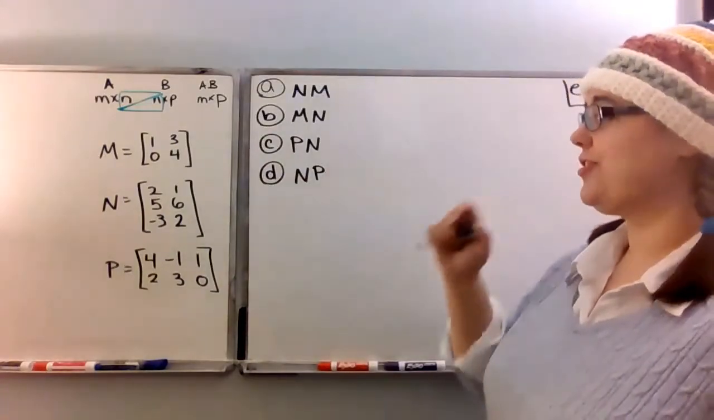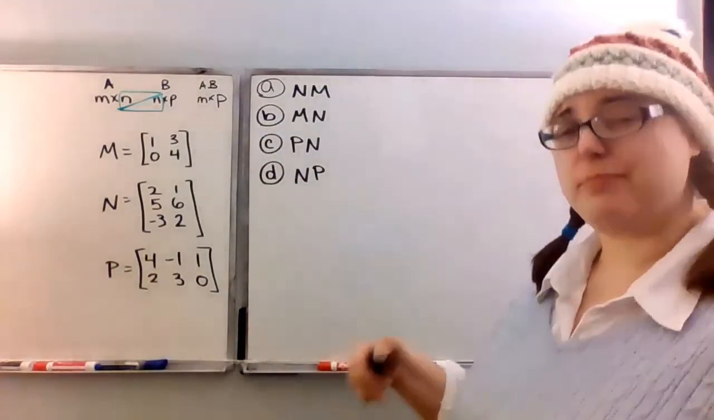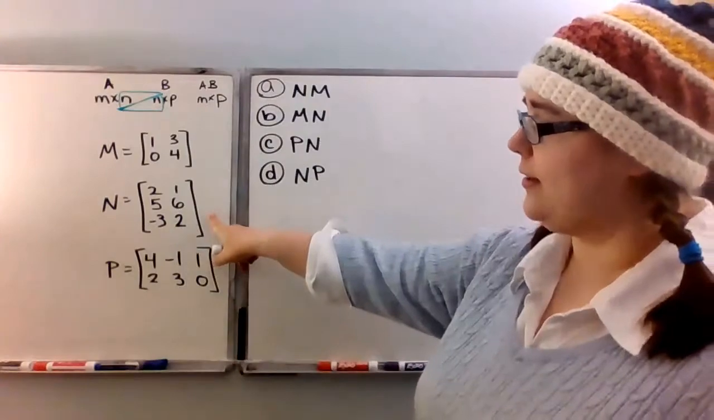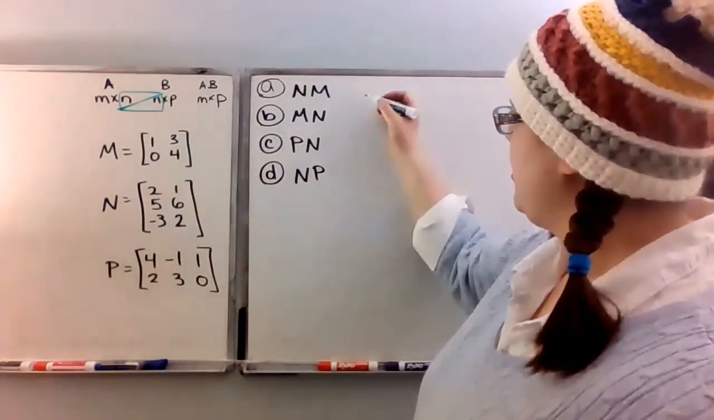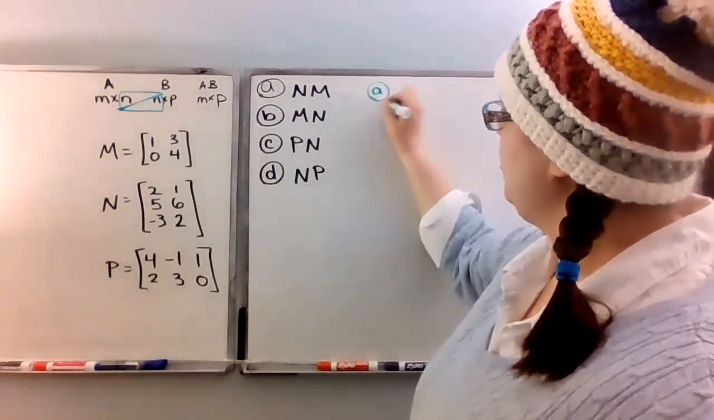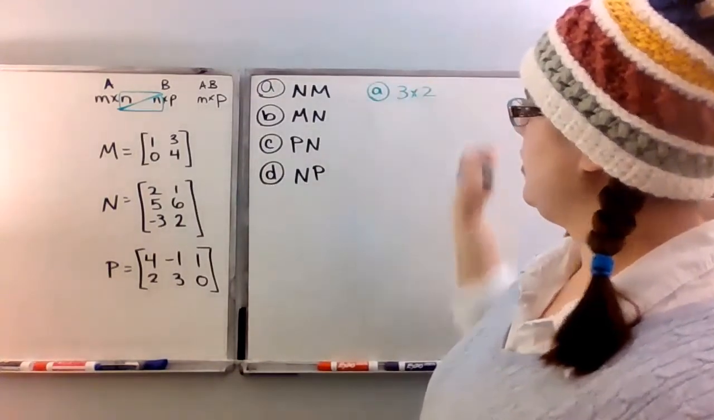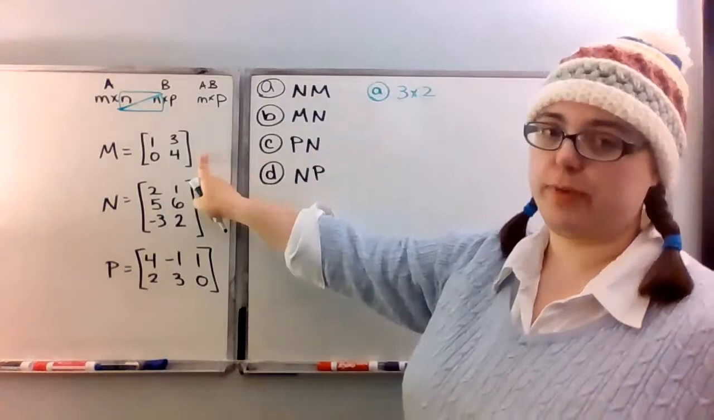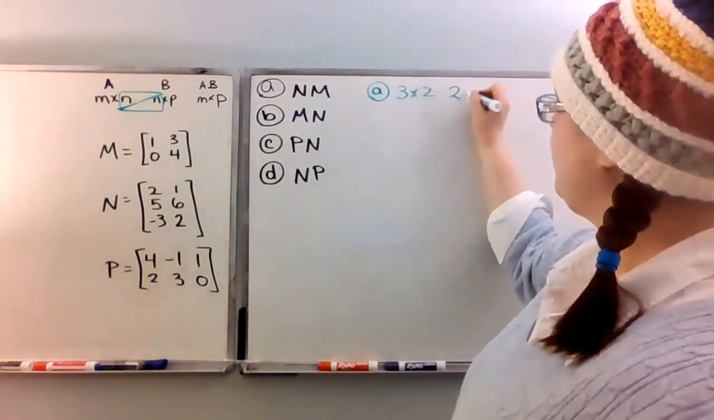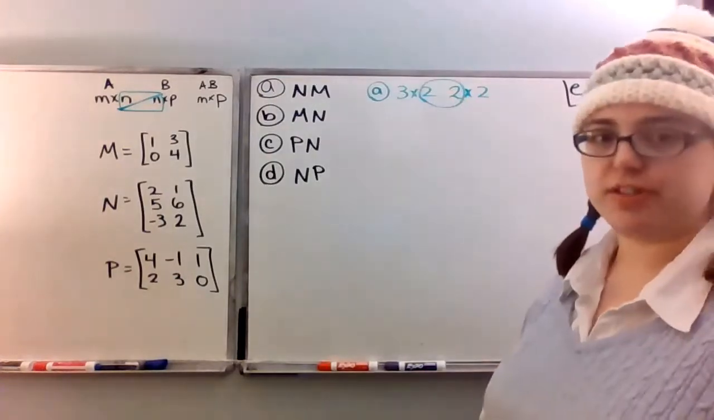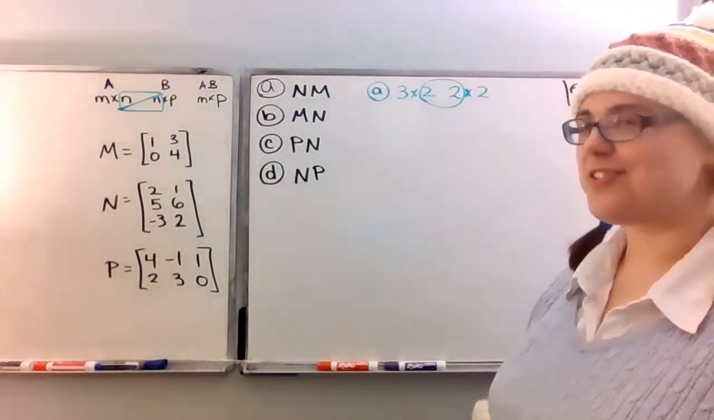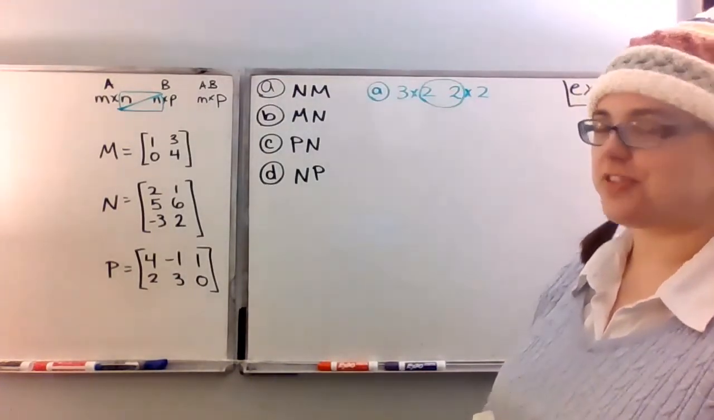So for our first product here, we're asked to find N times M. N is a 3 by 2, so we have 3 rows by 2 columns. So we're going to multiply a 3 by 2 and M is a 2 by 2 matrix. So we have to check. Are these two the same? Indeed they are. So we can multiply these two matrices.